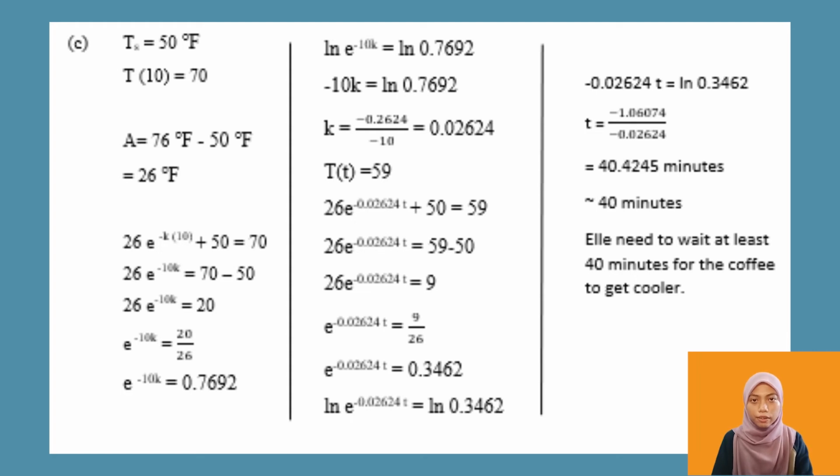After we have found the A value, we just need to find the K value. To find K, we use T of 10 equals 70, and insert it into the cooling equation. It becomes 26 multiplied by e to the power of negative 10K plus 50 equals 70.